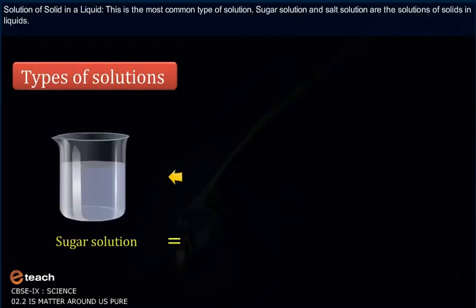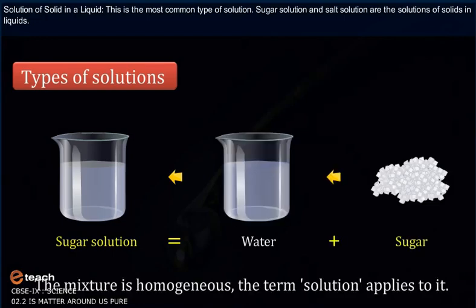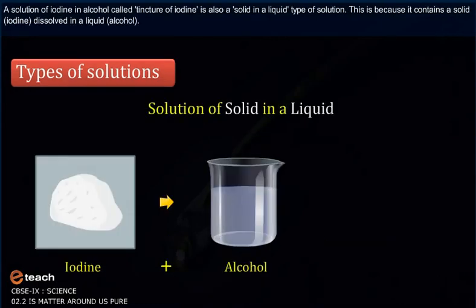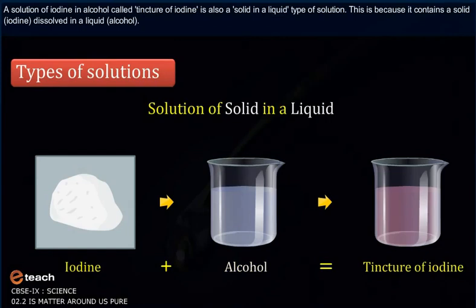Solution of solid in a liquid. This is the most common type of solution. Sugar solution and salt solution are the solutions of solids in liquids. Solution of iodine in alcohol, called tincture of iodine, is also a solid in a liquid type of solution. This is because it contains a solid, iodine, dissolved in a liquid, alcohol.